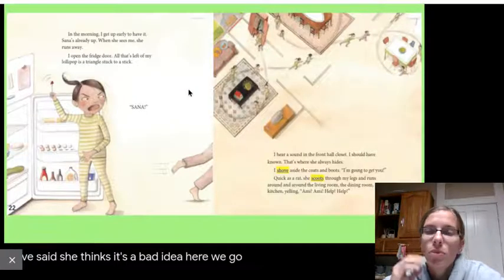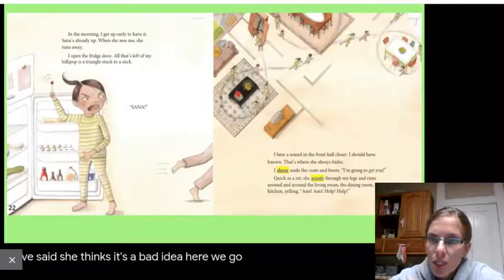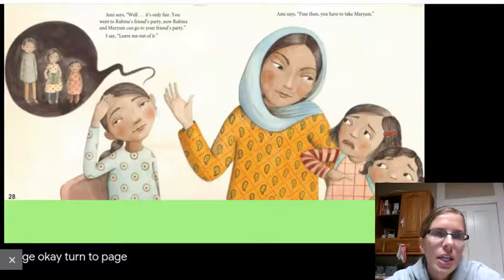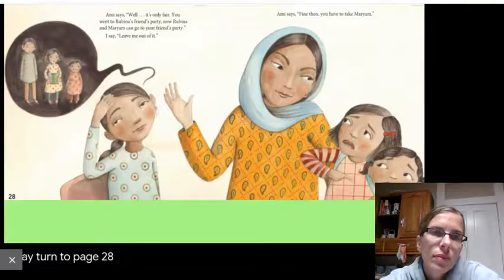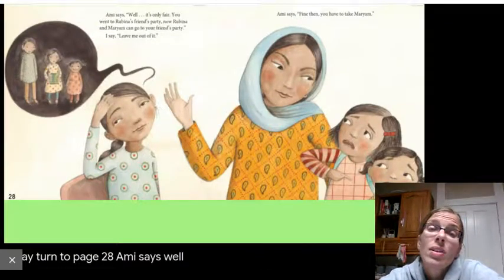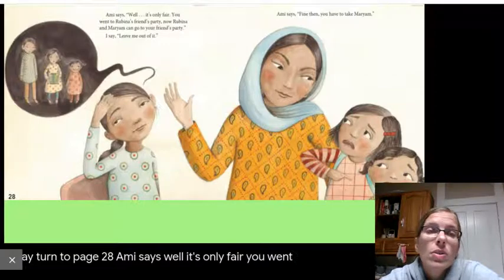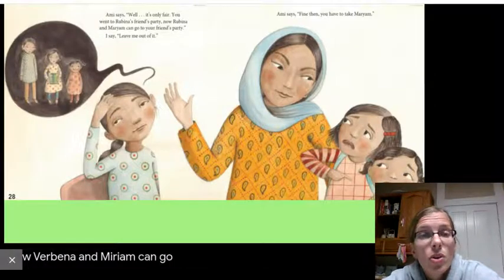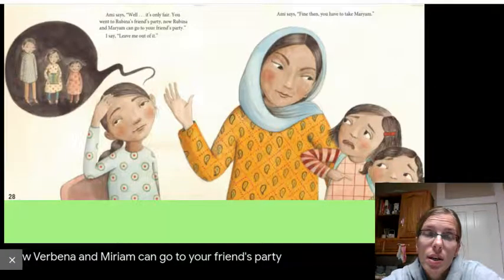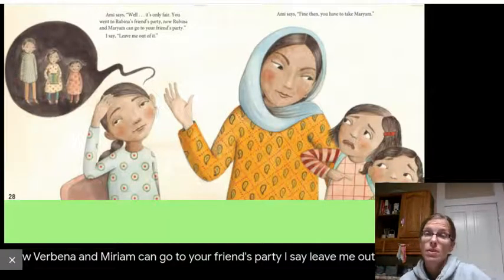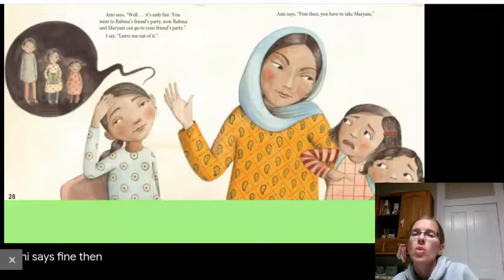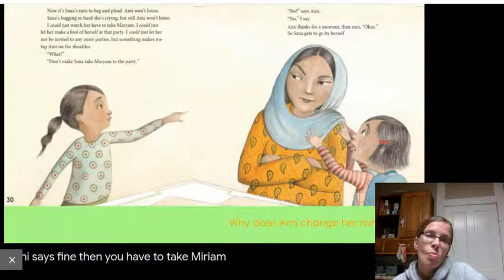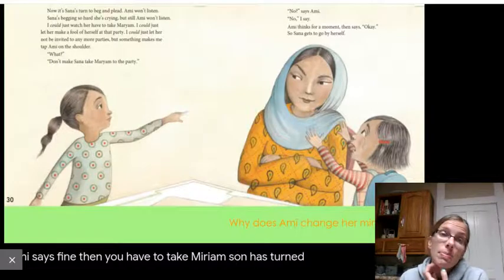Here we go. I think we've already read this page. Okay, turn to page 28. Ami says, well, it's only fair. You went to Rubina's friend's party. Now Rubina and Miriam can go to your friend's party. I say, leave me out of it. Ami says, fine then, you have to take Miriam. Now it's Sana's turn to beg and plead.